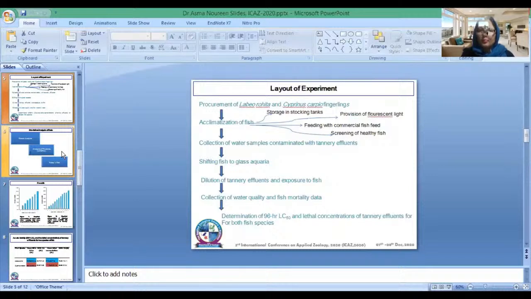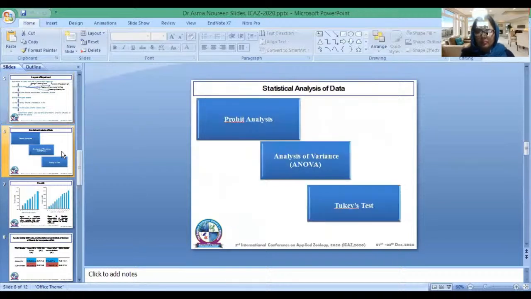The next step is the collection of water quality and fish mortality data. Fish mortality and water quality data were collected, and the 96-hour LC50 and lethal concentrations of the tannery effluents for the two species of fish were determined. The statistical tools used in this set of experiments were probit analysis, analysis of variance, and Tukey's test.